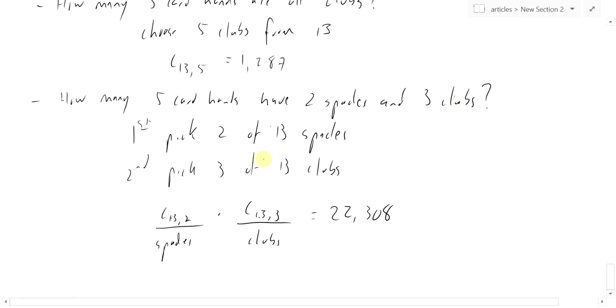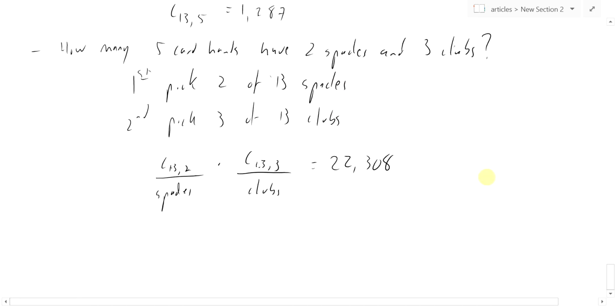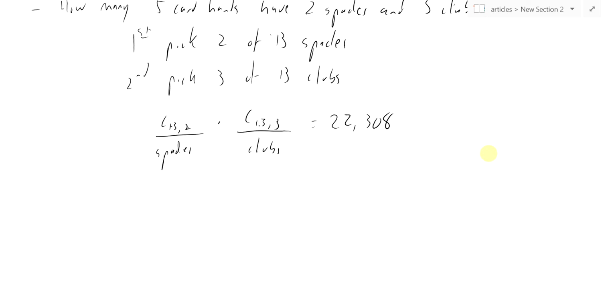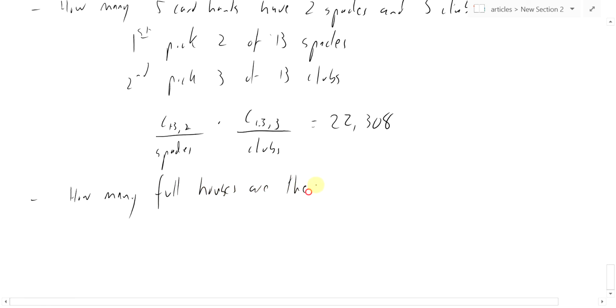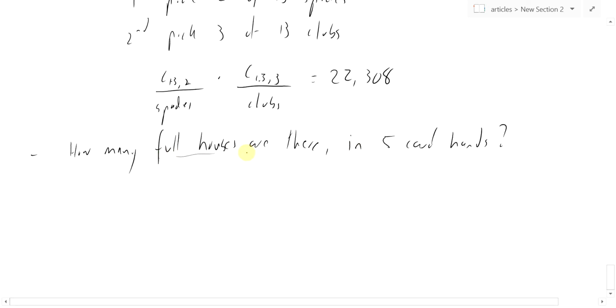So a lot of these poker things is, can you look at the way the hand is described and break it down into a sequence of choices, and then you can figure out how many different hands there are that have that. So how many full houses are there? And of course, if you're playing 7 cards, then full houses doesn't matter. So what's a full house?